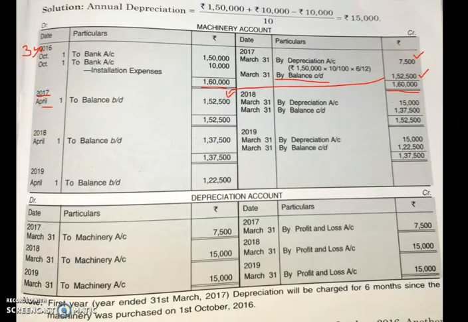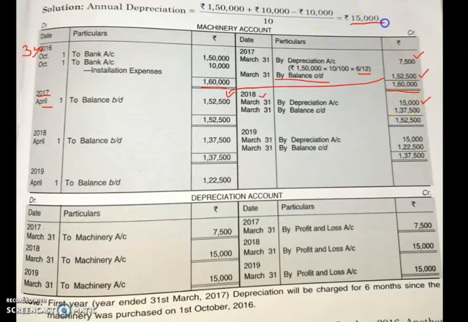April 1 is your starting of annual financial year. So to balance brought down, the same amount you will write over here. Again on 2018 31st March you will charge depreciation on that machinery. But remember, now you are using that machinery for one complete year. Here you are using for 6 months only, from October to March, 6 months. But here you can see from April 1 to 31st March of next year. So one complete year you are using this machinery. So you will charge depreciation for complete 1 year.